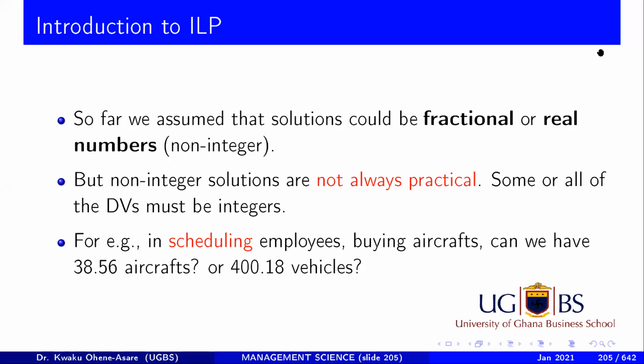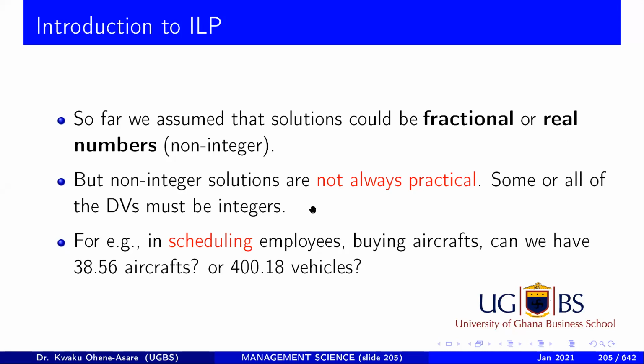All right, so far we've assumed that the solutions can be fractional. And in the marketing example that we had, we had fractions: 1.82, 3.81, and then 10. So for the TV and the radio, there were decimals in the decision variables. An integer is a positive or a negative whole number. So none of them was a whole number.